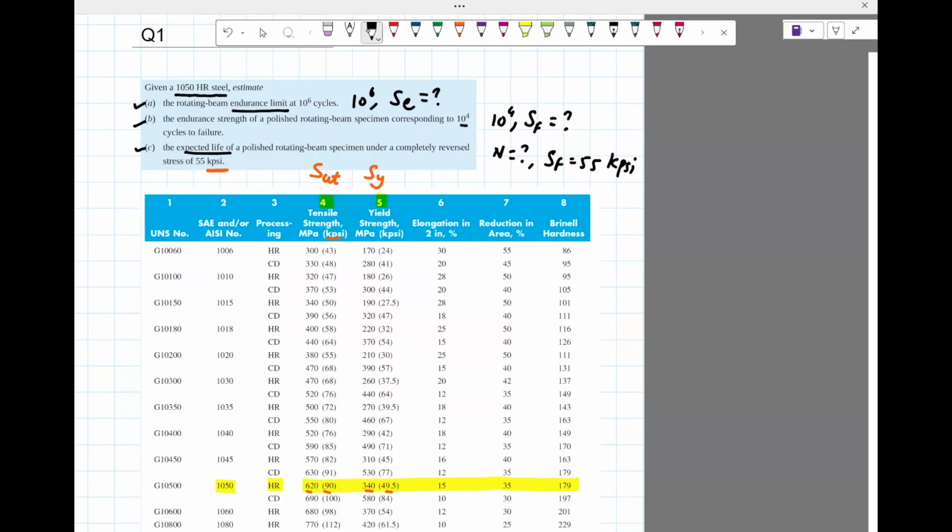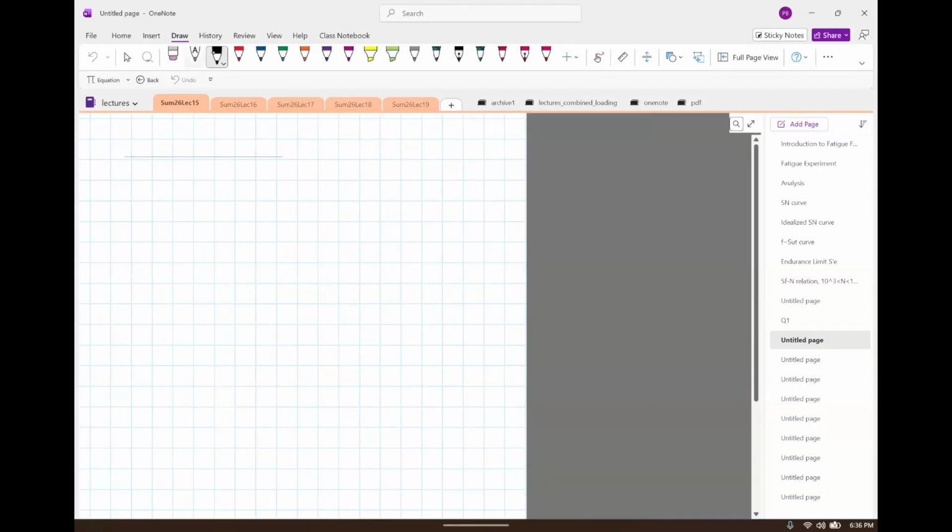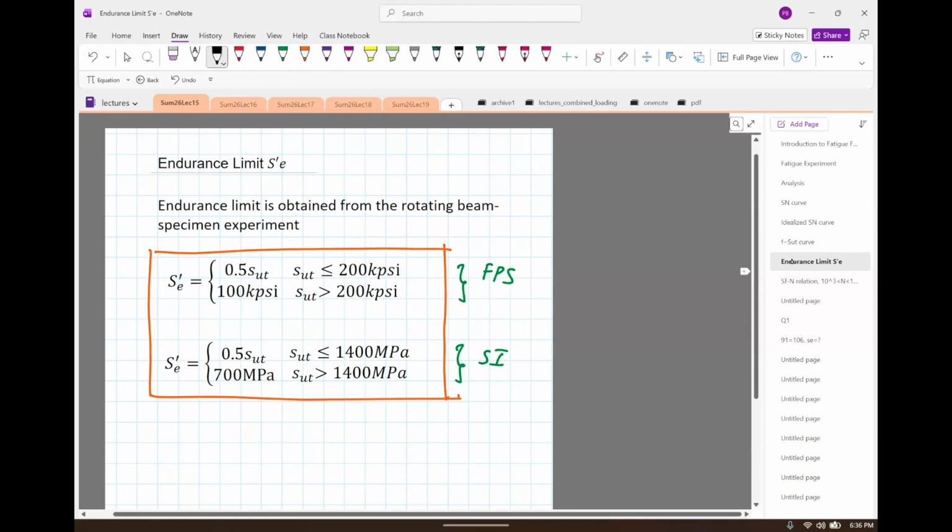compute. First question, compute endurance limit. We need to compute SE. So N equals 10 raised to 6, SE is unknown. Okay, so how do we compute SE? Well, we looked at this formula. SE, actually I did SE prime. SE prime is 0.5 SUT or 100. So we need SUT in order to compute SE prime. That's what it gets to.